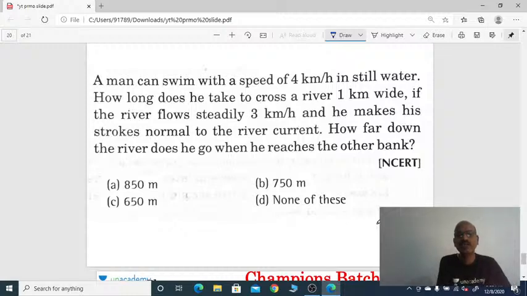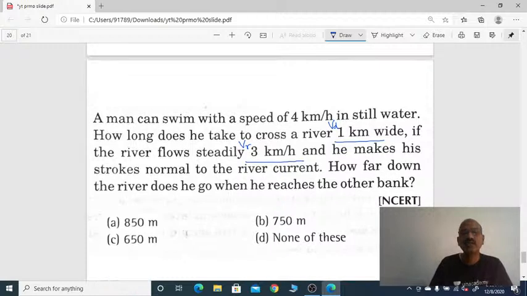Now come to the last one. A man can swim with the speed 4 km per hour in still water. How long will he take to cross a river 1 km wide if the river flows steadily? Clearly the velocity of the river is given, VR is 3 km per hour. The width of the river is given, BD is 1 km. So try to understand the question.